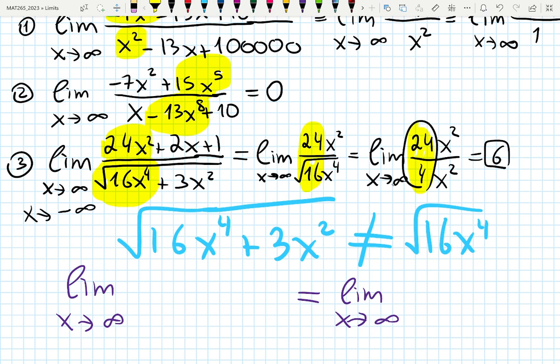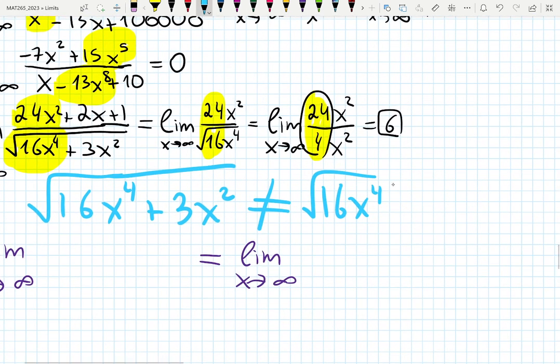That makes sense, yeah. Is the square root of 16x to the fourth plus 3x squared equal to the square root of 16x to the fourth plus a separate square root of 3x squared? Oh, very good question. No, so that's also not correct. Yeah, thank you for reminding. That is not correct either. Square root cannot be broken into pieces unless you factor it out.